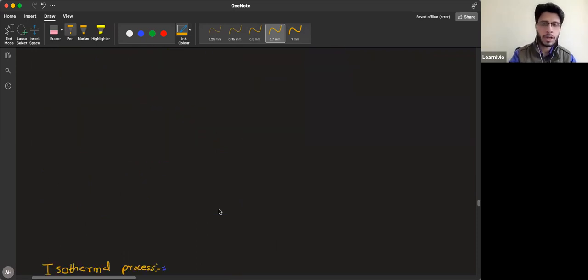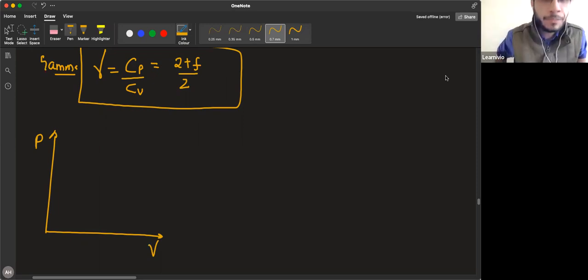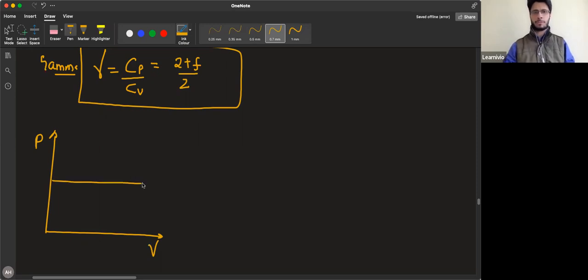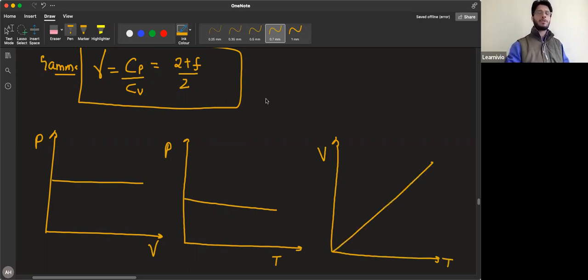Now let's plot the graph. PV graph, PT graph. So this is pressure versus volume. Priyadarshini, what will be the shape of the graph, PV graph for an isobaric process? Krishna? Parallel to the x-axis. And this is PT. So this will be again parallel to the x-axis. If you have a VT graph, then they will be proportional. Do it. We'll do questions over it.